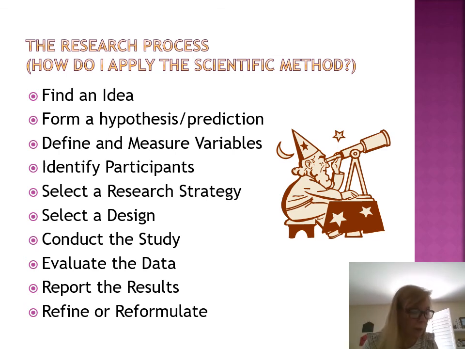Do one, check it off. Do the next, check it off. Sometimes there's doubling back, skipping steps, moving around. But these are basically the steps in the scientific method: finding an idea, forming a hypothesis, defining and measuring variables, identifying participants, selecting a research strategy, selecting a design, conducting a study, evaluating the data, reporting the results, refining or reformulating.